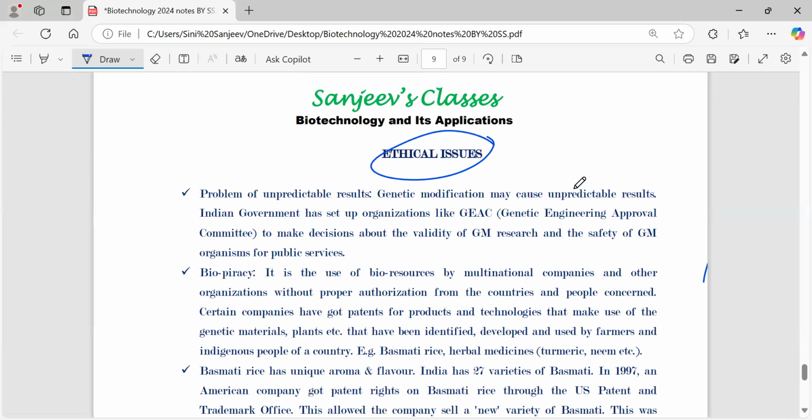So what is actually the ethical issue? Basically, when you are creating a transgenic animal, what you're doing is the manipulation of that particular living organism.